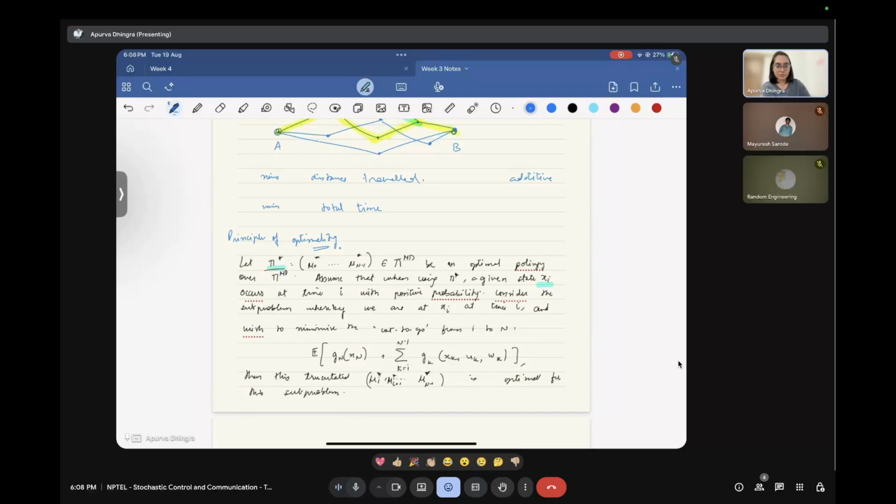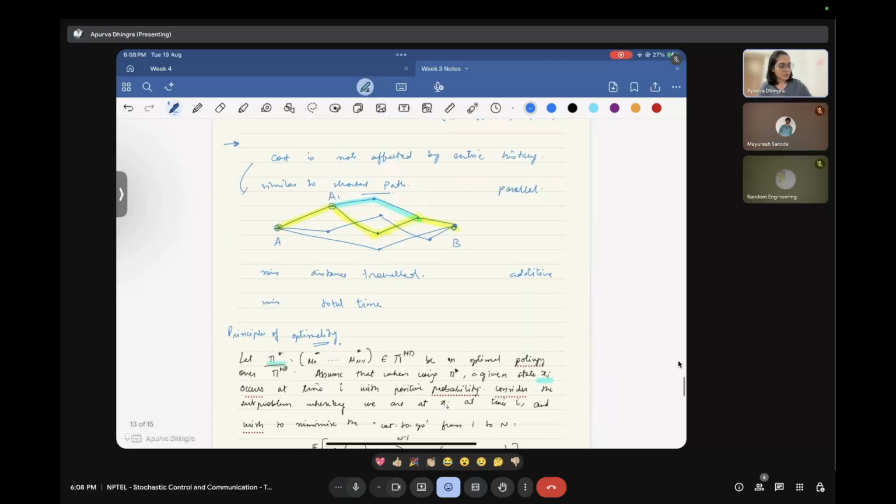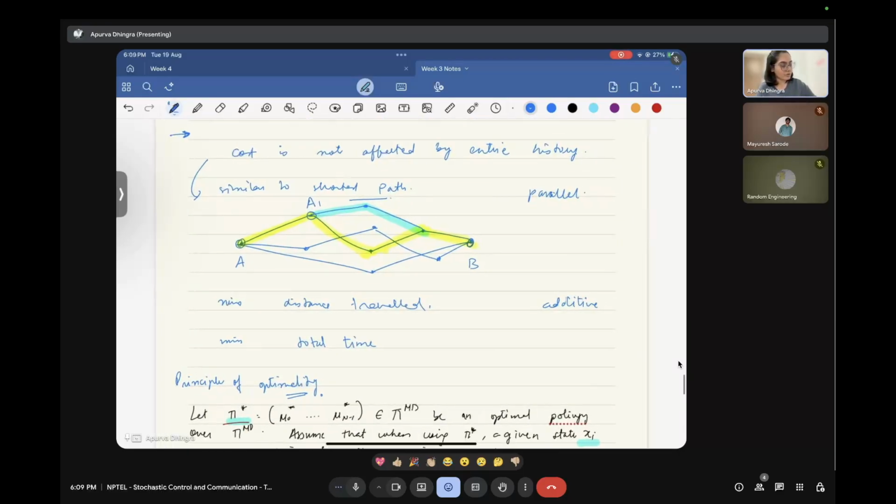So let's quickly revise what this principle of optimality said. We can take an example and focus on the point. This principle basically says if you want to go from node A to node B, and let's say this yellow highlighted path is the optimal path, then for any intermediate node along this path, it's the same yellow path that will be the optimal path.